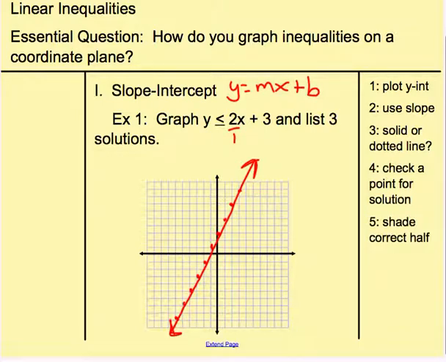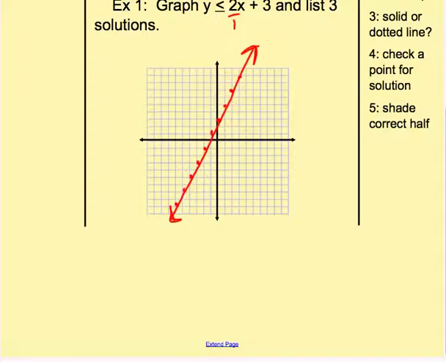Anytime 0, 0 is an option, and what I mean by that is that you can't pick an ordered pair that is on your line. So if your line goes through the origin, you have to pick some other pair. But if it doesn't, always use 0, 0 because those are easy numbers to work with.